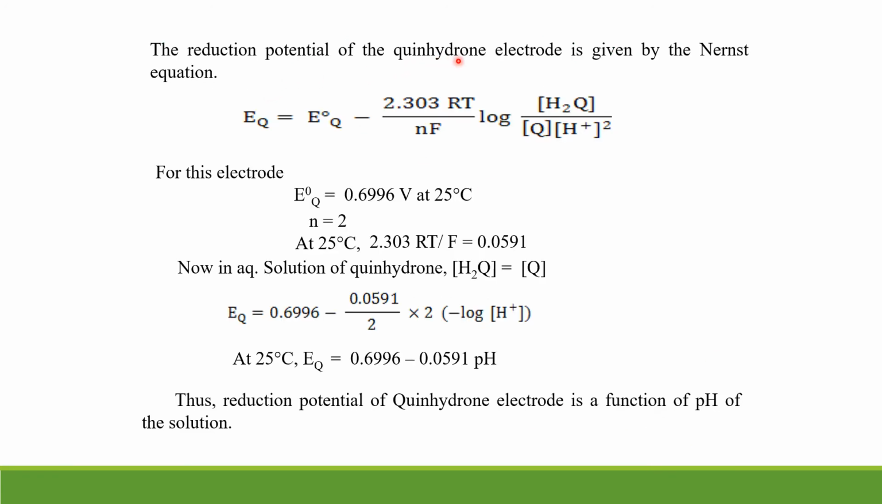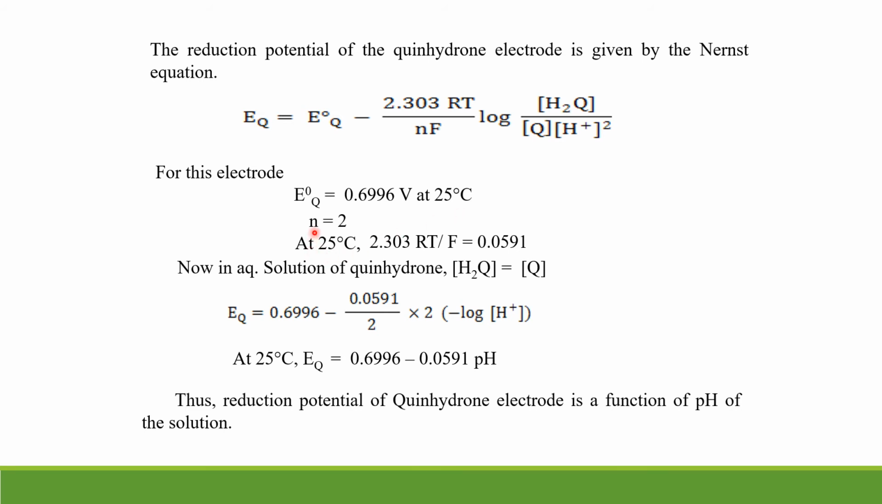The reduction potential of the quinhydrone electrode is again given by the Nernst equation. E is equal to E0Q minus 2.303 RT divided by nF log of the concentration of hydroquinone, that is H2Q, divided by the concentration of quinone into the concentration of H plus ions raised to the power 2. Now for this particular type of electrode, this is the standard electrode potential. The quinhydrone standard electrode potential value is 0.6996 volt at 25 degrees centigrade.